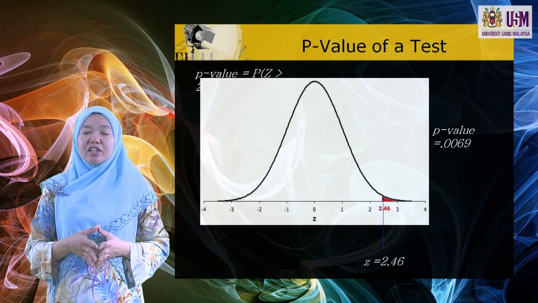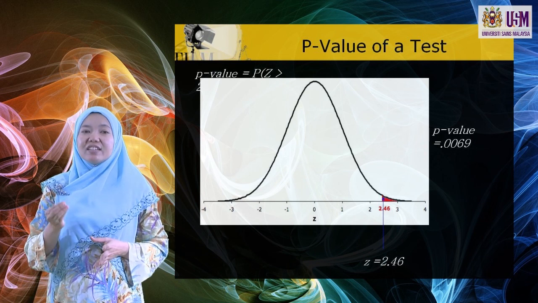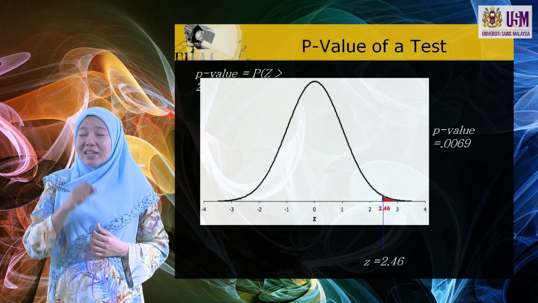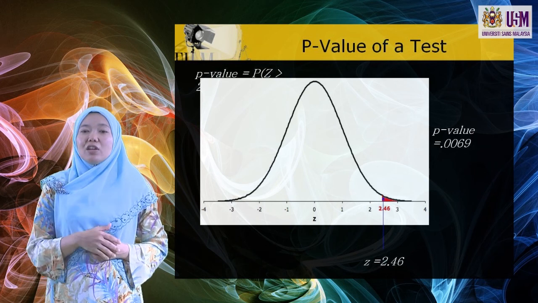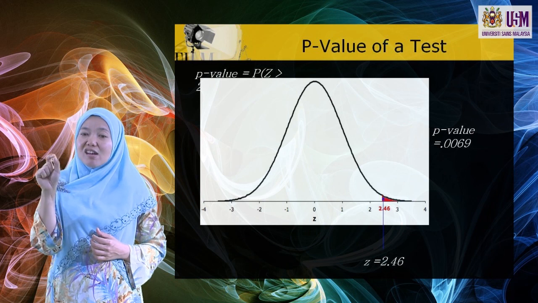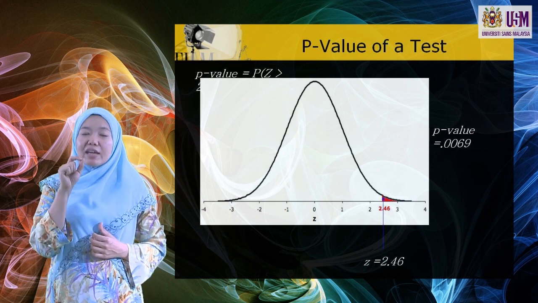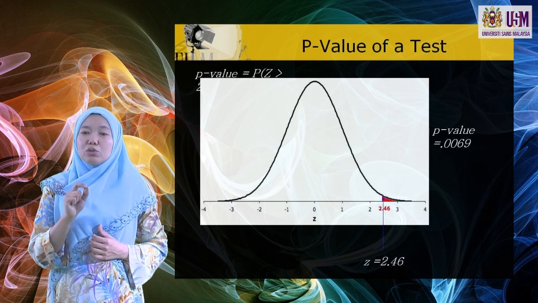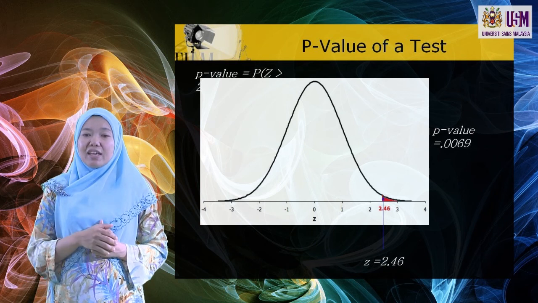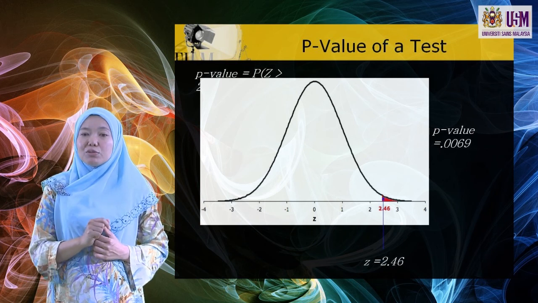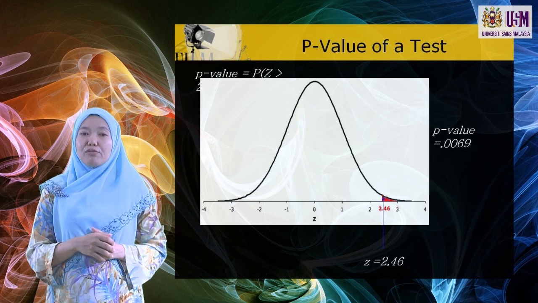Looking at the big picture in terms of the p-value of a test approach, for Z greater than 2.46, you can see on the screen that the probability is very, very small. It refers to the shaded area in red to the right-hand side of your curve, where the p-value stood at 0.0069. This is less than 1%. So the critical point for you to decide is 2.46, Z equals 2.46.